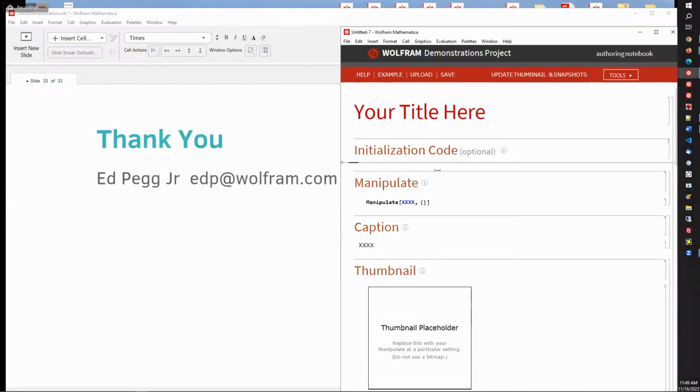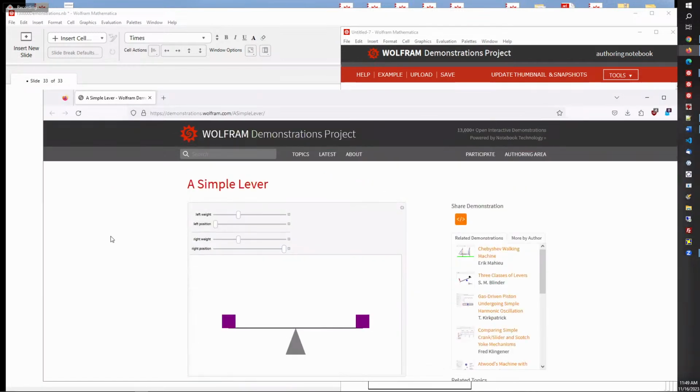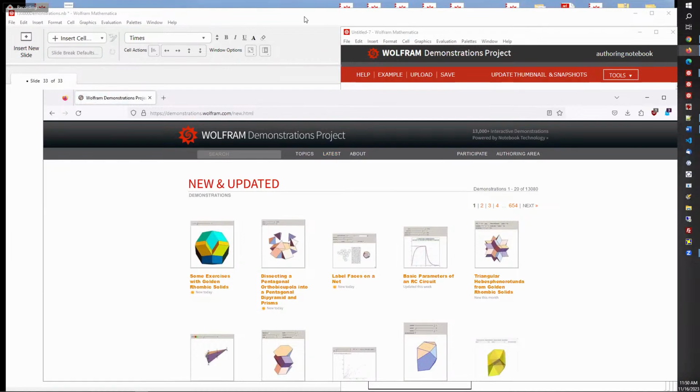We try to add new demonstrations every day. And if you go to the actual site, let me see if I can find it here. For some reason, I can't drag this. If you go to the actual site, demonstrations.wolfram.com, you can see all of these demonstrations. So if anybody has any questions, I'll be glad to answer them. And if you have any ideas you'd like to see for demonstrations, feel free to post them.